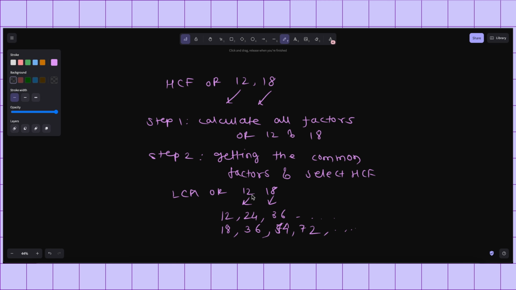So we can optimize the time, and there is an algorithm, Euclid's algorithm. Euclid's algorithm uses the long division method to calculate the HCF, and after that we can calculate the LCM using a special formula that we will talk about. Now let's see how to find the GCD or HCF of two numbers using the long division method, that is Euclid's algorithm.